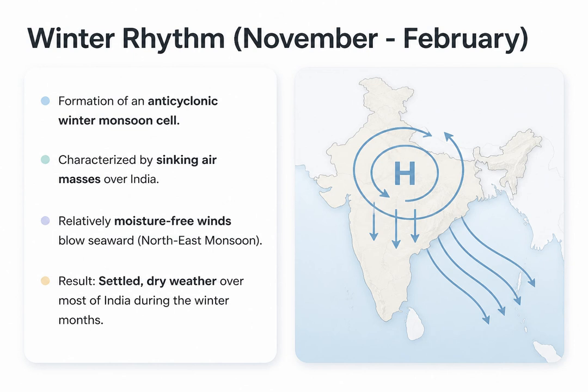An anticyclonic winter monsoon cell forms, characterized by heavy, sinking air masses over the subcontinent. This generates the northeast monsoon, relatively moisture-free winds that blow from the land out toward the sea. For most of India, this brings a period of settled, dry, and cool weather. But as we've seen, this is just one part of the story. Next, we will explore another crucial framework for understanding these dynamics, the air mass theory.